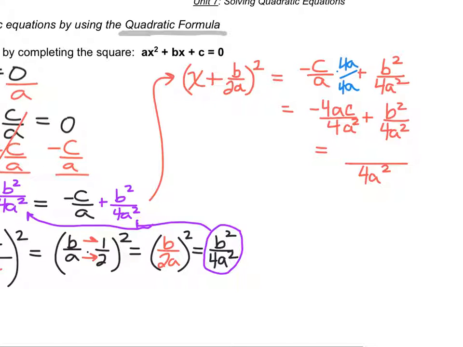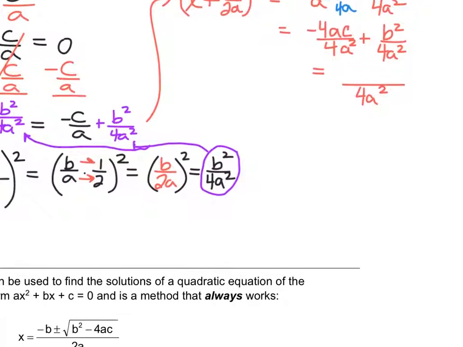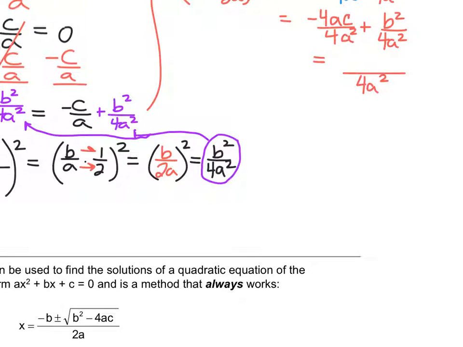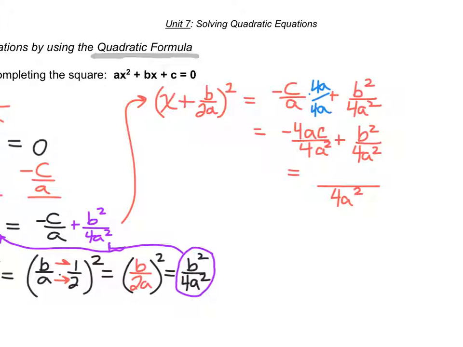What's the top going to be, if I add those two numerators together? Negative 4ac plus b squared, but there's a nicer way to write it. Just thinking about where this thing's going: b squared minus 4ac. B squared minus 4ac.